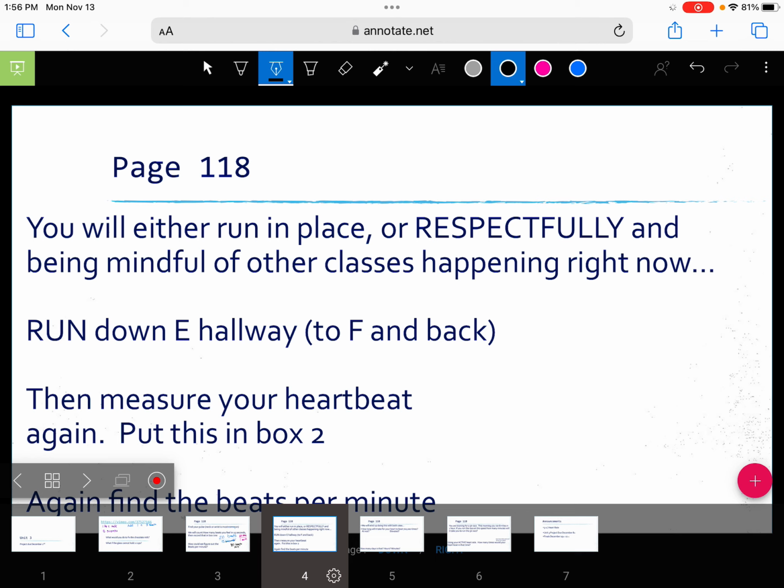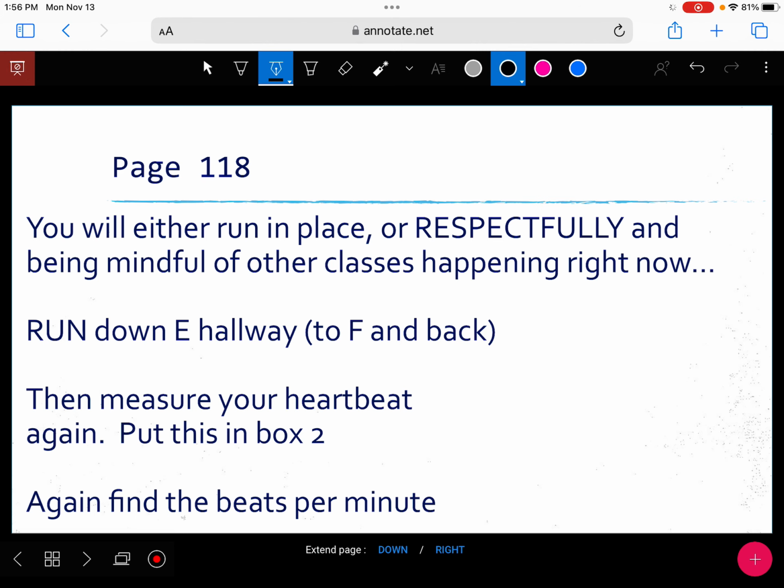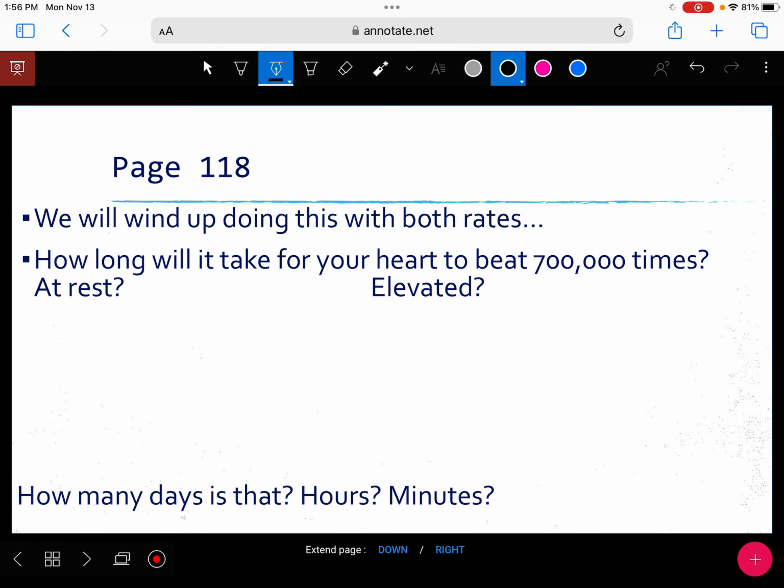Yes. Awesome. Because what we're going to do next is look at exactly the next question on that page. I want you to find out how long it will take for your heart to beat 700,000 times. How many minutes, since you found beats per minute, to get 700,000 beats? For your resting or your elevated rate. We're going to do it once for each.